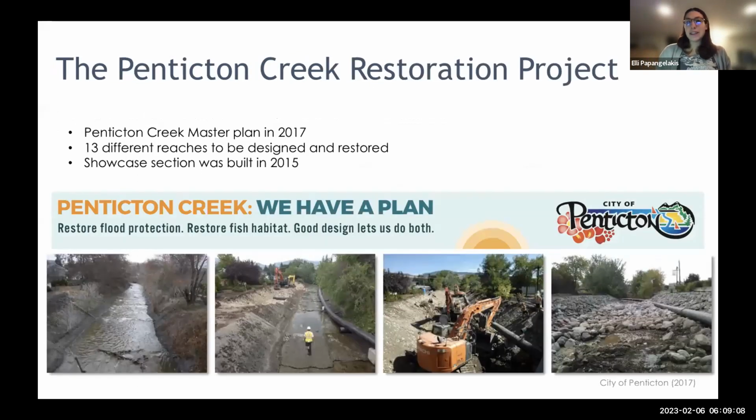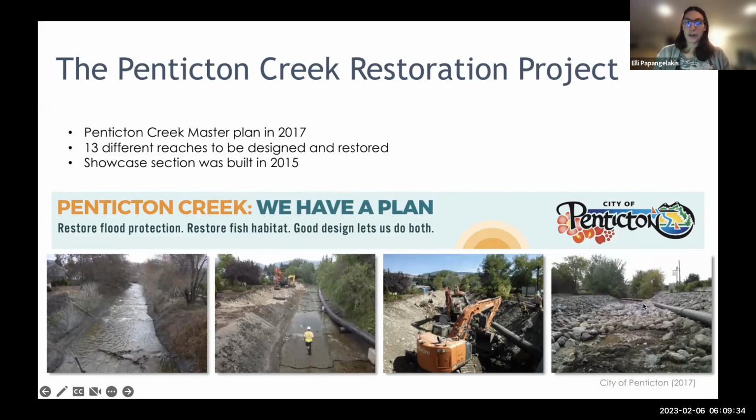So in 2017, the city of Penticton released their Penticton Creek Master Plan. They divided the channel into 13 reaches, at least the section that was through the city, and each reach was to be designed and restored as a separate section. And in 2015, they actually built a showcase reach, just to show an example. It's the one on the right here. This is what it looked like.